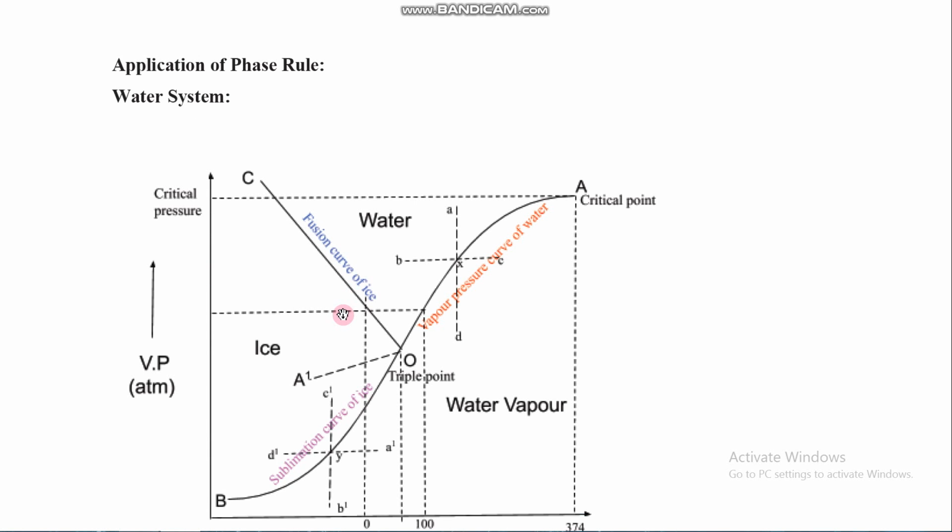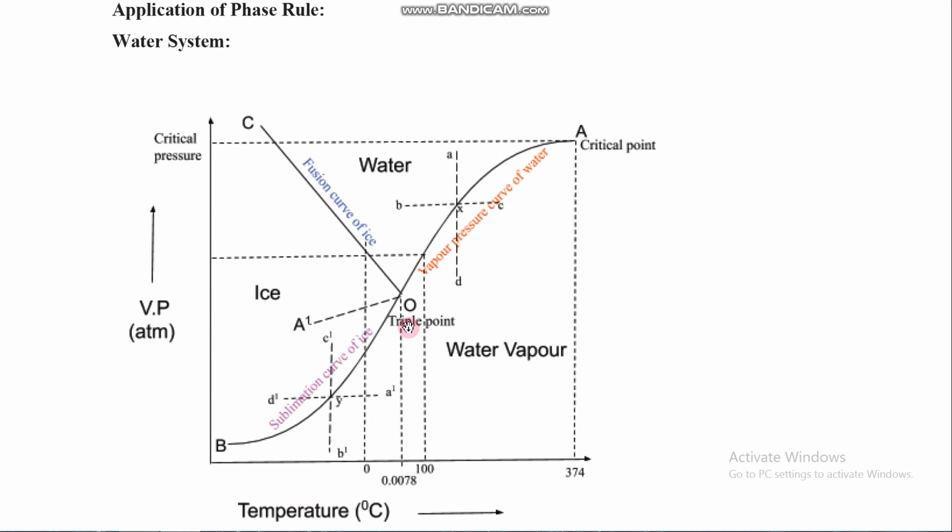The next curve is the OC curve. This indicates equilibrium between ice and water. Again this is a one component system. Degree of freedom is 1 because composition is the same, H2O, and phases are different: one is solid phase, another one is liquid phase. So we can also call it a univariant system along this curve. This curve is called the fusion curve of ice.